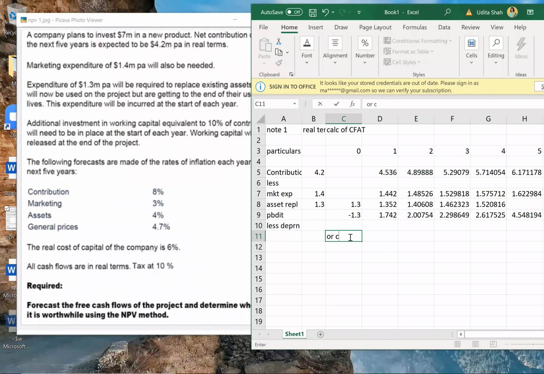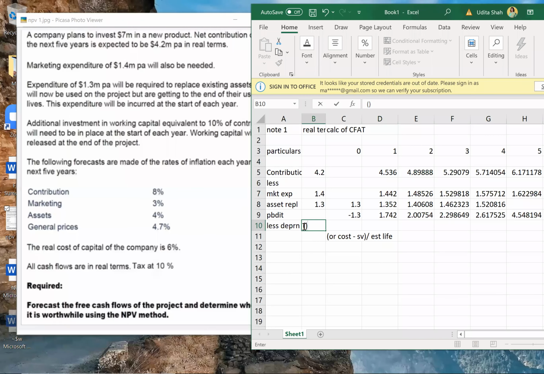Original cost minus salvage value, and this whole thing divided by the estimated life of the asset. So original cost minus salvage value divided by estimated life. That will give me the amount of depreciation. Fair enough? Okay. So now what is my original cost?